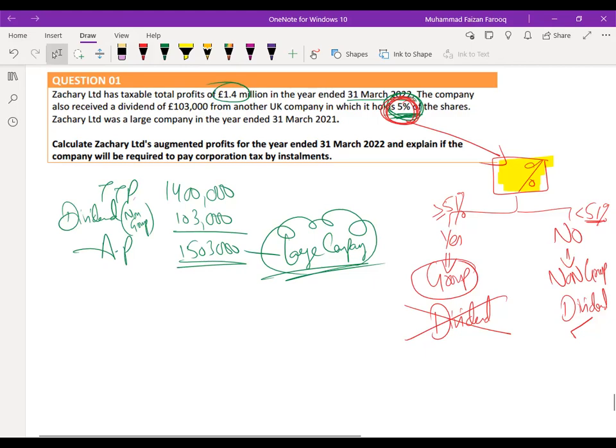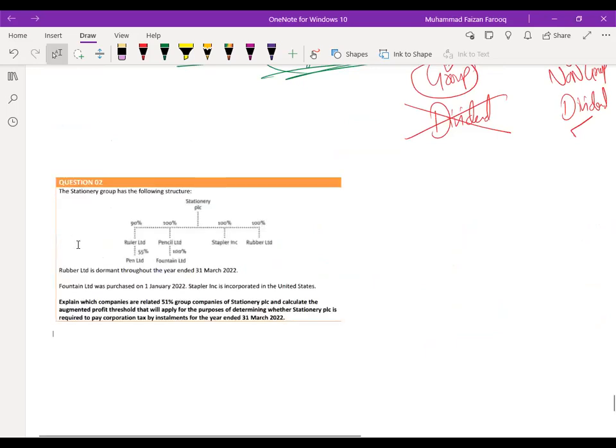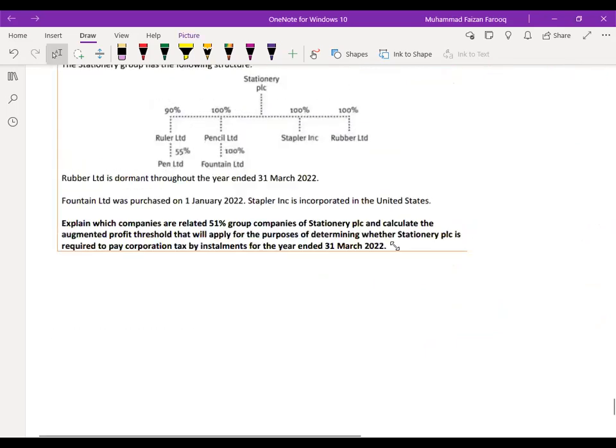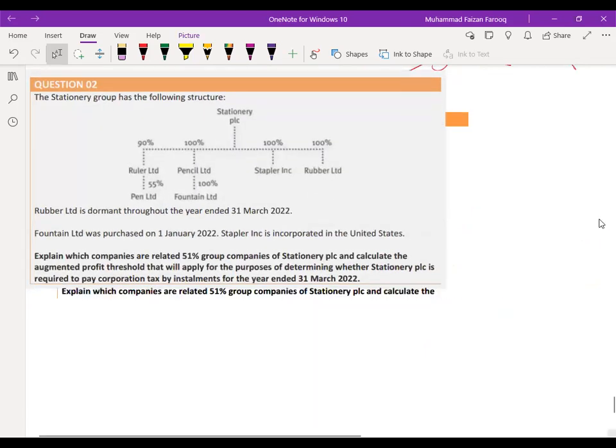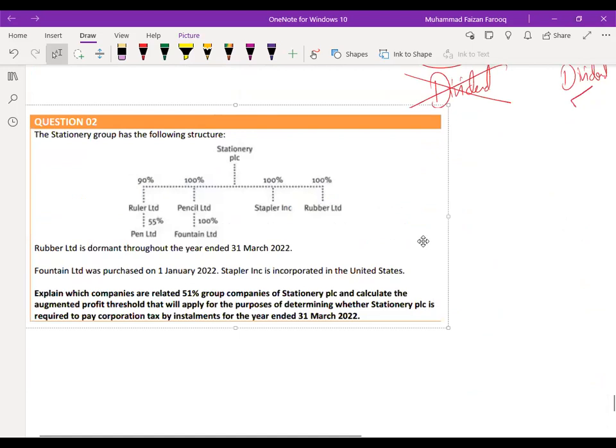No questions. Okay. Now I will share another thing. This we already discussed when we were dealing with group losses. But group losses need 75%. For group losses, the relevant percentage is 75%, either direct or indirect. But now in this topic where we are calculating augmented profit, the relevant percent is 51. If you read the bold required line, you can see the difference.